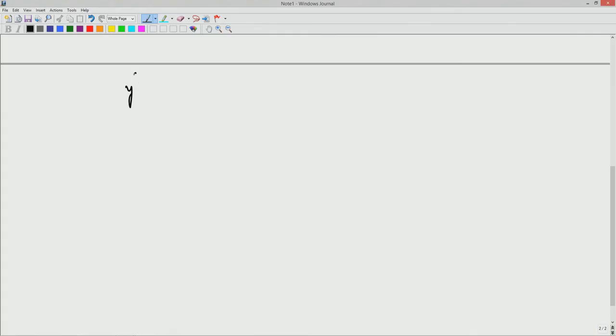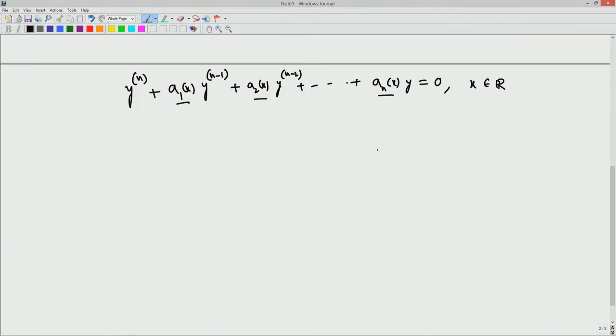So the nth order equation, I take this general form: y^(n) plus a1(x) y^(n minus 1). If I write y with superscript in brackets, that means d^n y by dx^n, so this is the nth derivative of y. Then a2(x) y^(n minus 2), and like that up to a_n(x) y equal to 0. So this is your nth order linear equation, with coefficients that vary as functions.